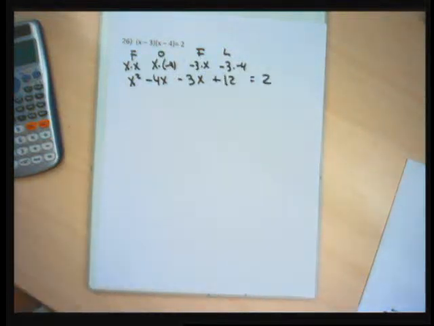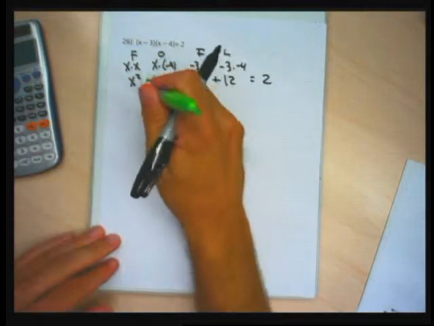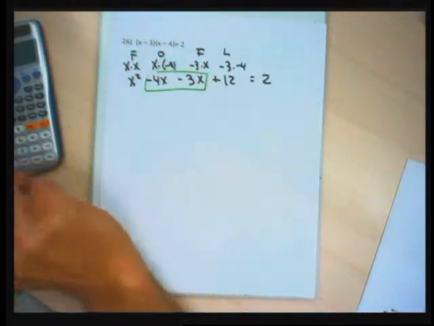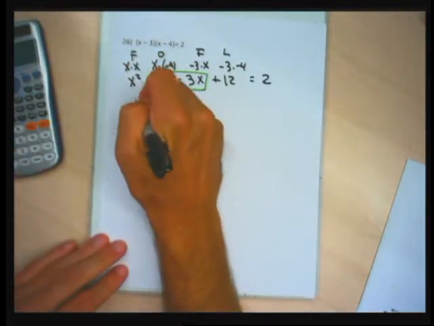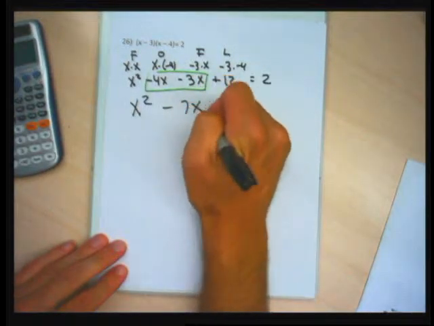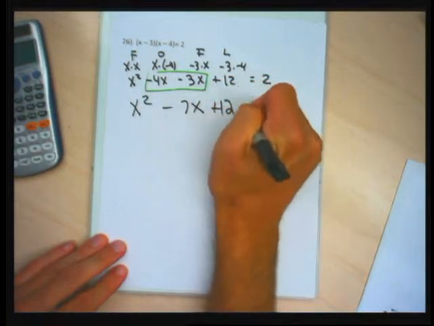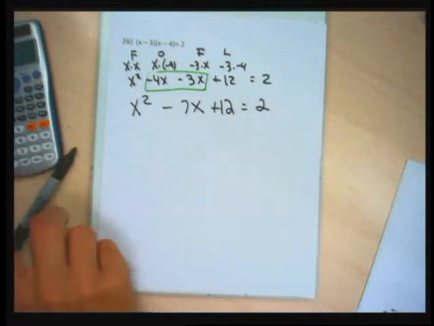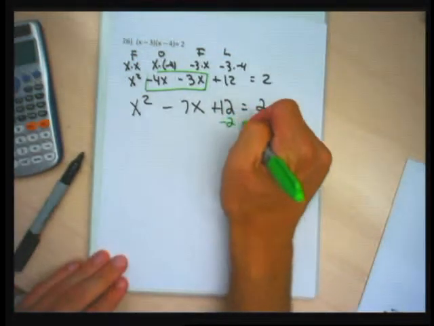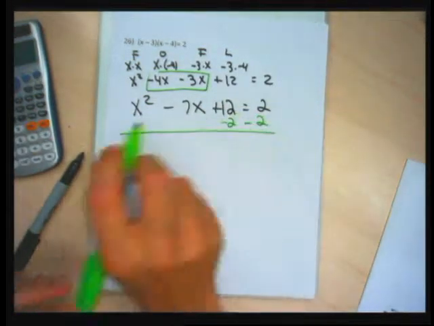So the quadratic formula requires the problem to be set equal to 0, and I need 3 distinct pieces, not a bunch of parentheses. So I FOILed out the parentheses. The outers and the inners have the same signs. I'm going to combine those to get a minus 7x. So I'm going to get x squared minus 7x plus 12 equals 2. Need the problem to be set equal to 0, so I'm going to subtract 2 from both sides.